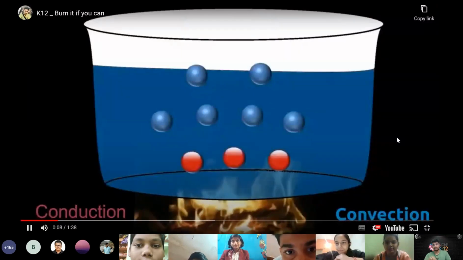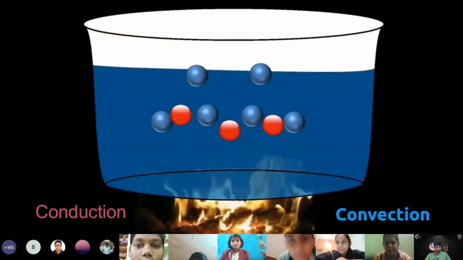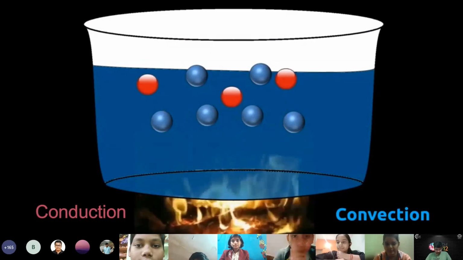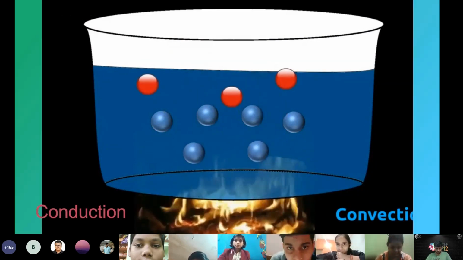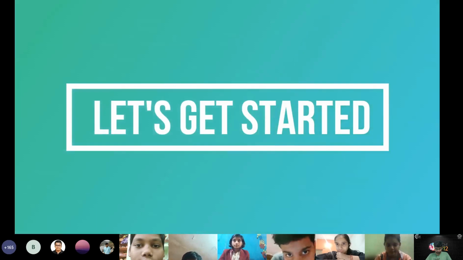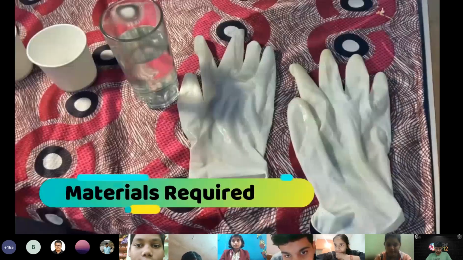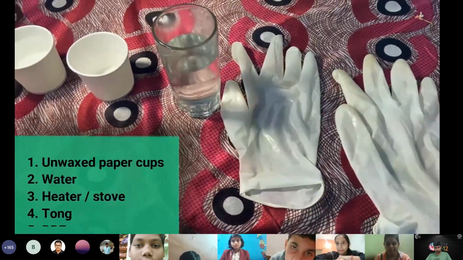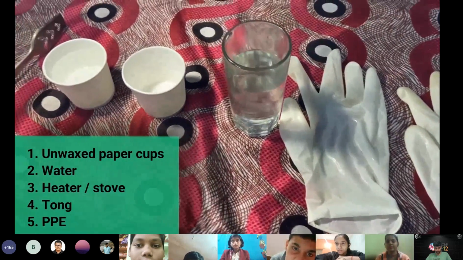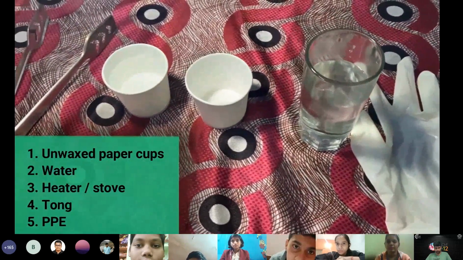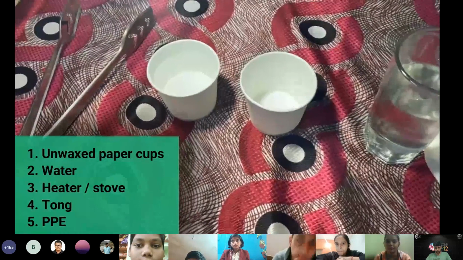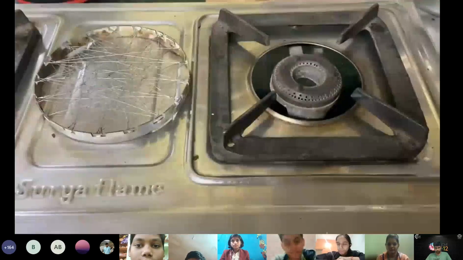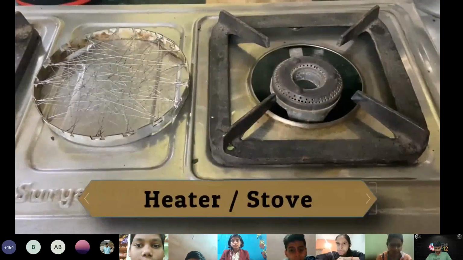Hello everyone. This is an experiment to demonstrate indirect heat transfer through convection and conduction. Let's get started. First of all, we need a regular paper cup. Make sure it is unwaxed, as wax can create complications by melting during the experiment. Then we need some water and of course a heat source like a heater or stove.